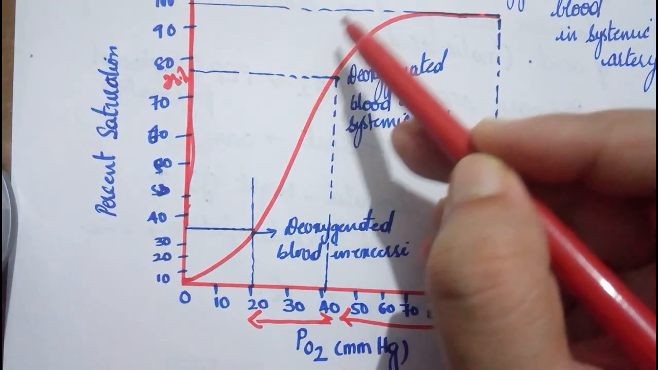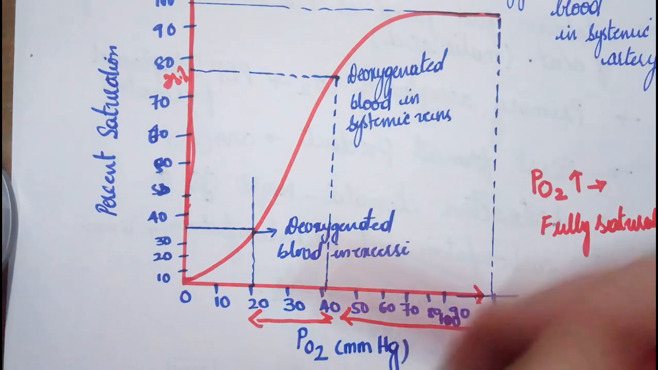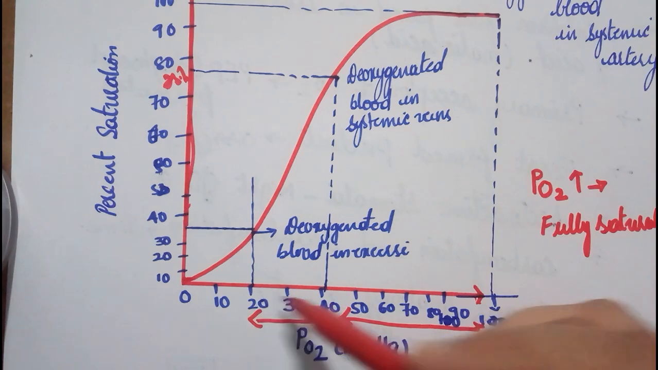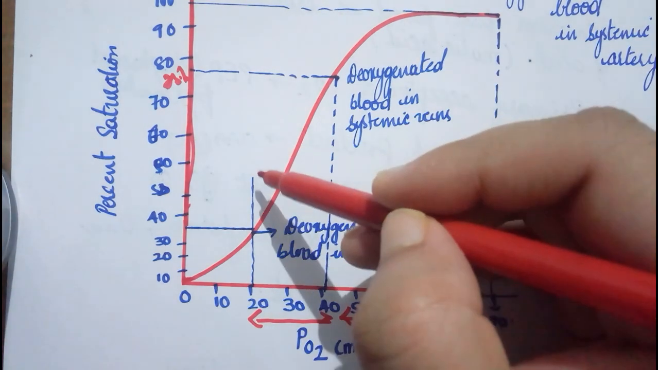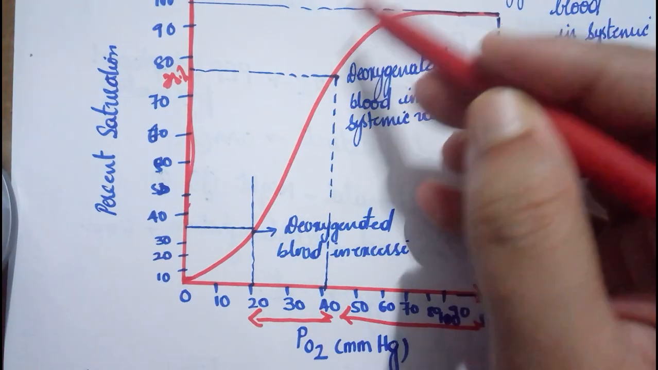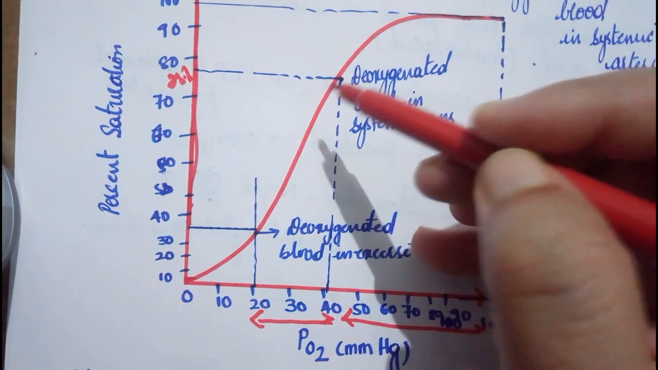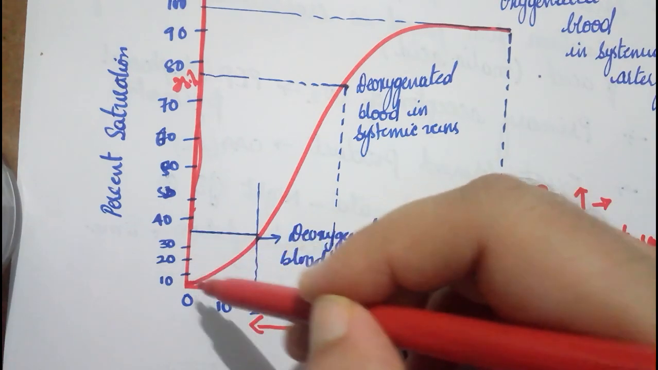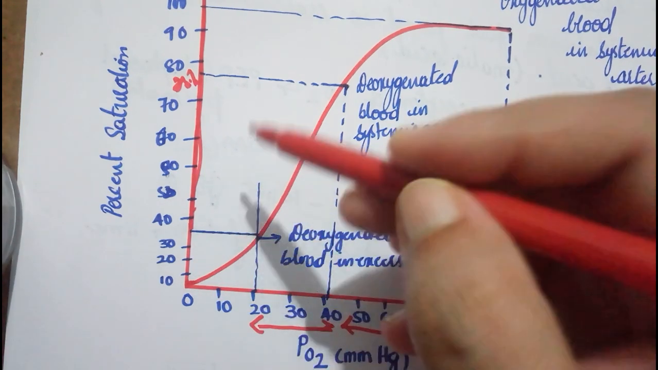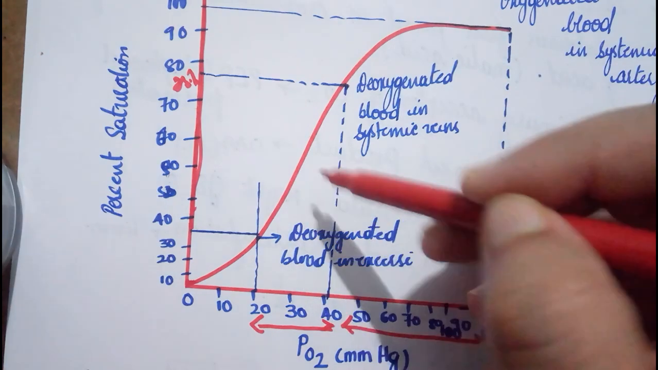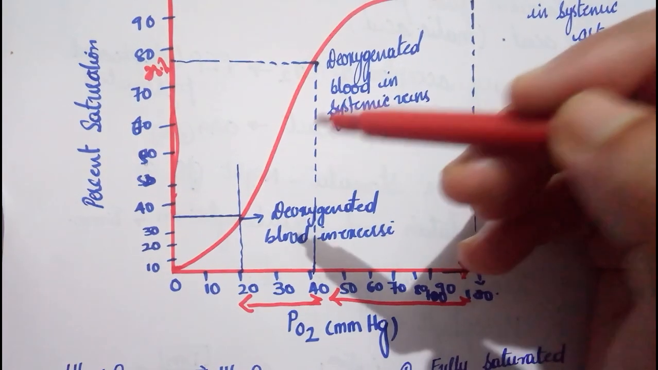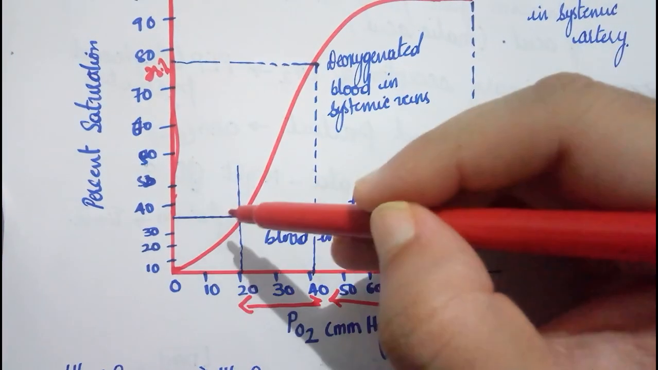Means only 25% of oxygen is given away. But for this small change, 40 to 20 is a very small change, almost how much? Almost 75% of oxygen is given. And only how much is left out? Only 25% of oxygen is left out with the hemoglobin, and 75% of oxygen is given to the actively exercising muscle, or actively respiring muscle. So 25% is left out.